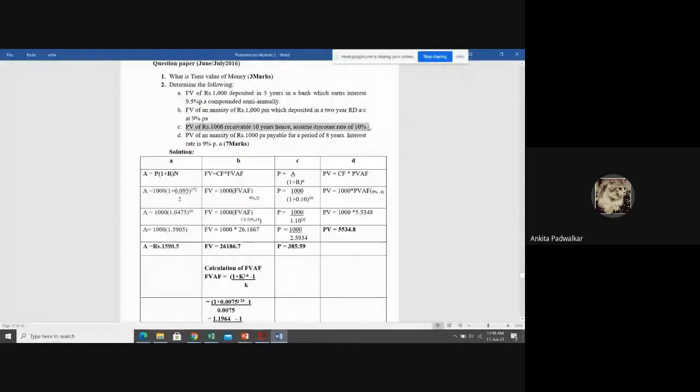Single cash flow. Because only rupees 1,000 is receivable. Very good, students. Now, what is the formula for single cash flow? The formula for single cash flow is: present value equals A divided by 1 plus R raised to N. So we are just substituting the figures in the formula.